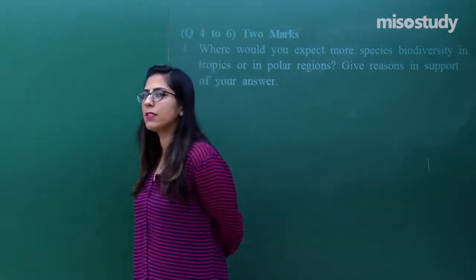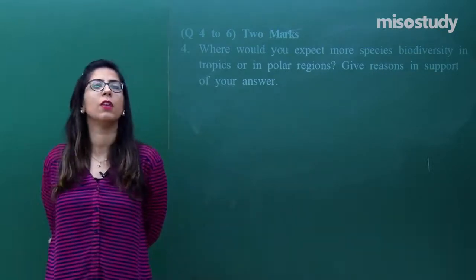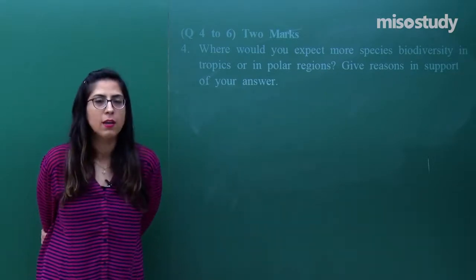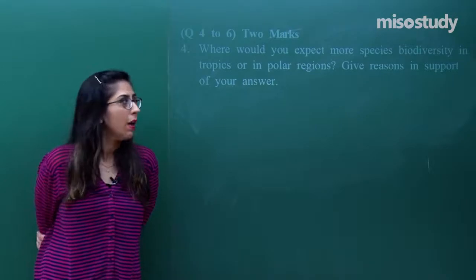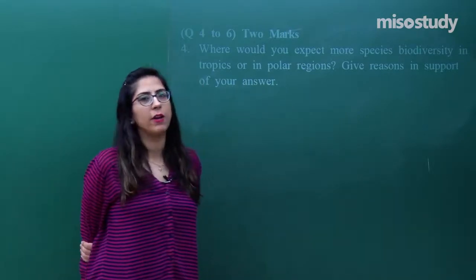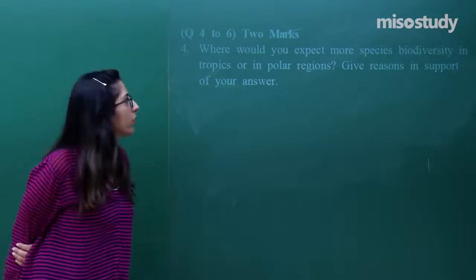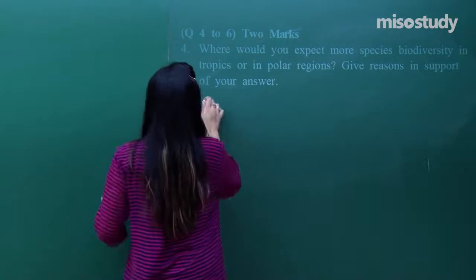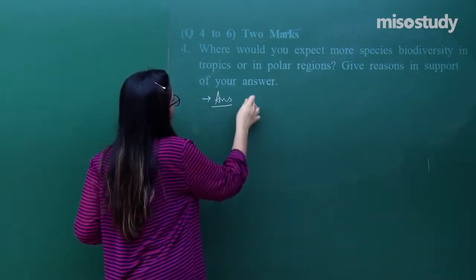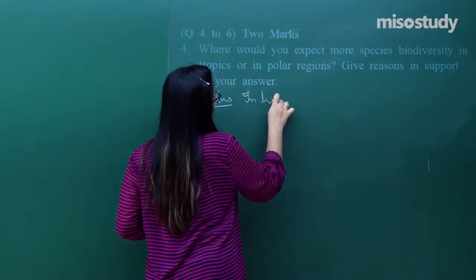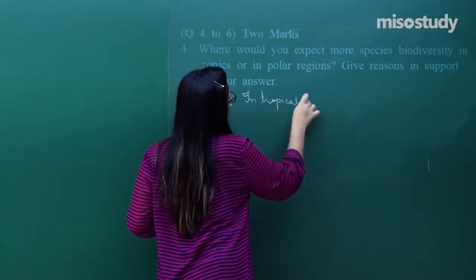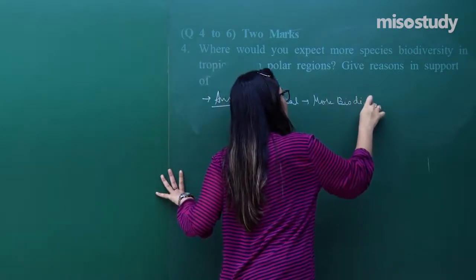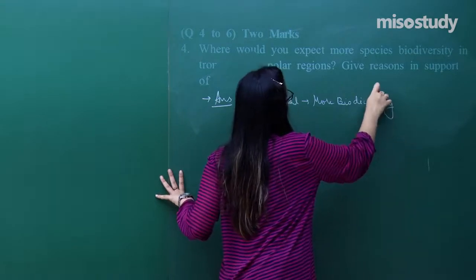But still I will not say that not even a single organism will be there. Definitely living organisms will be there, plants will also be there. But when we talk about species, biodiversity will be more in a tropical region than in a polar region, right? So the answer is: in the tropical region, there will be more biodiversity. That is the first part. If you write this, you will get 1 mark.